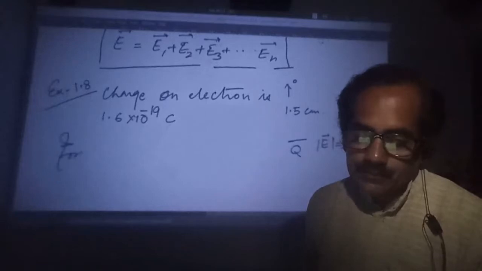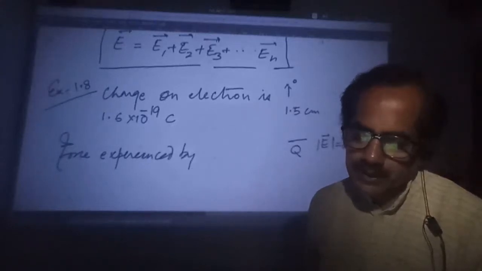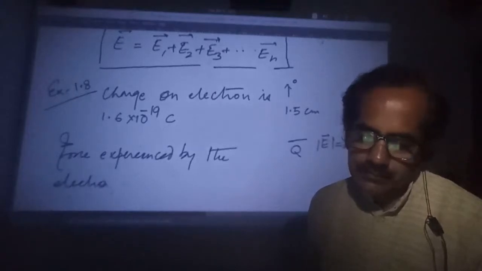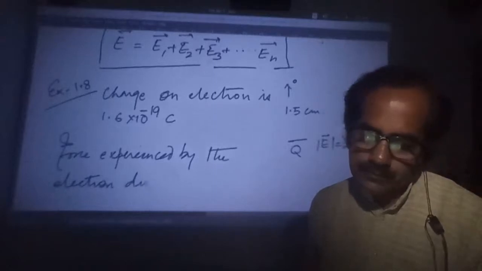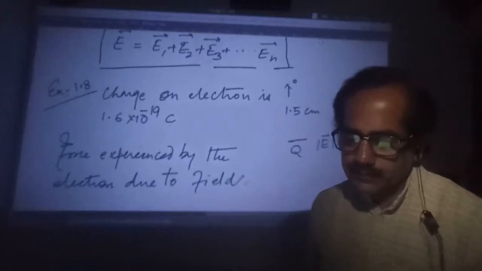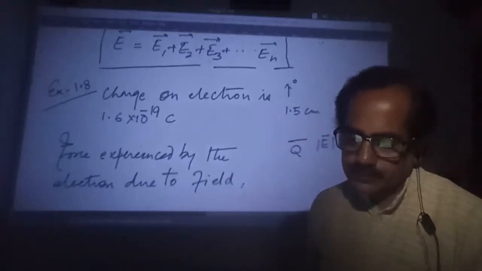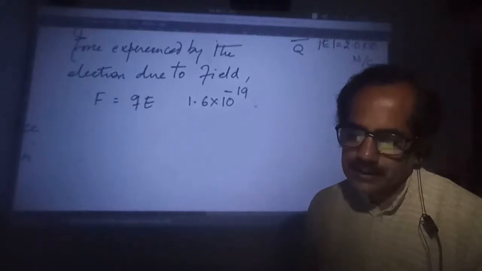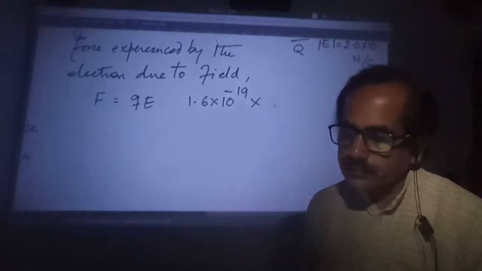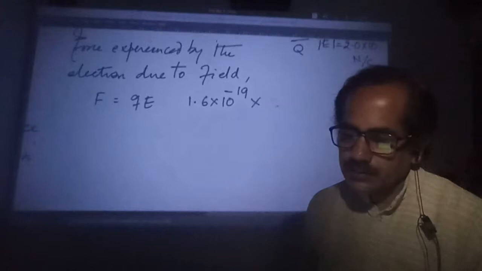So the force experienced by the electron due to the field is F equal to Q into E, that is 1.6 into 10 to the power minus 19 into 2 into 10 to the power 4.